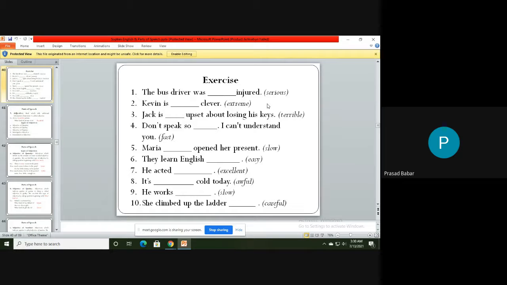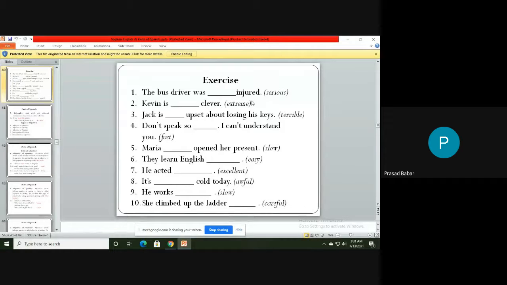Okay, so serious is an adjective, but if we add the ly suffix to that adjective, then it will become an adverb. So the bus driver was seriously injured. Here seriously is the adverb. Kevin is dash dash clever. What type of adverb will we use here?